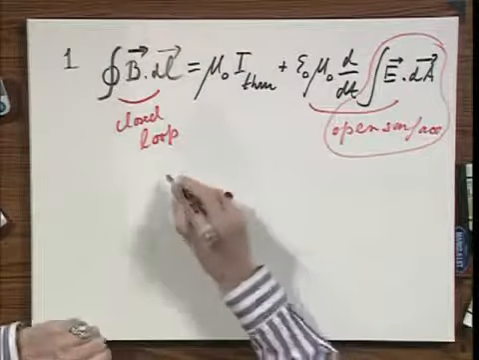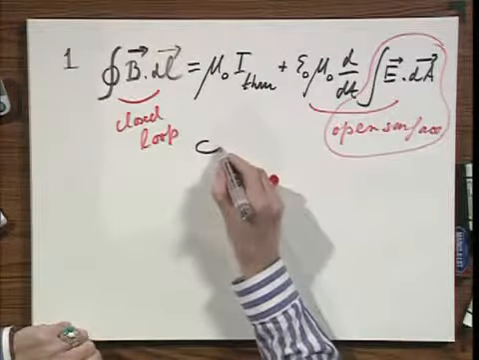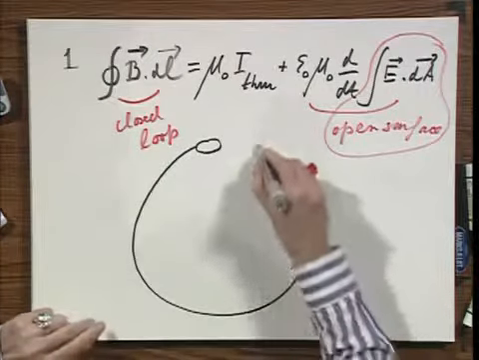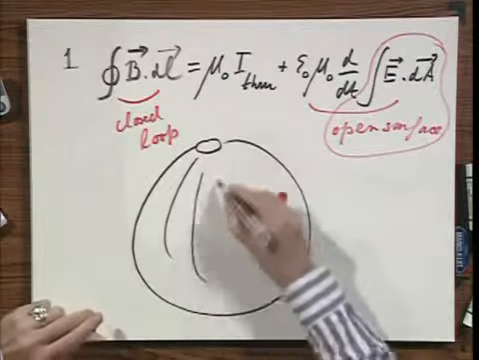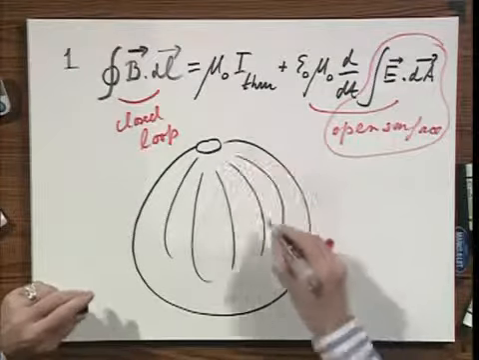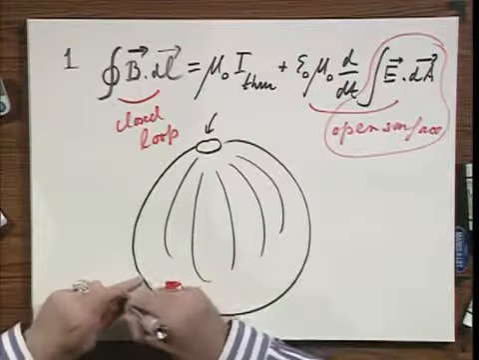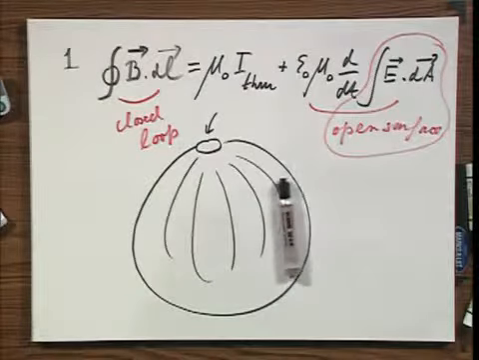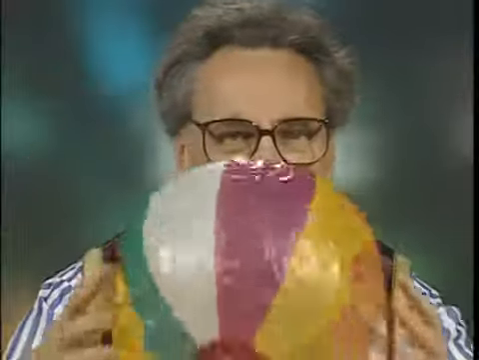Now, the problem is a very cute one. I have a very small closed loop and a huge balloon. This is the balloon, and there is an opening here. So it's really a closed loop and it is an open surface. And I have such a closed loop and an open surface here.